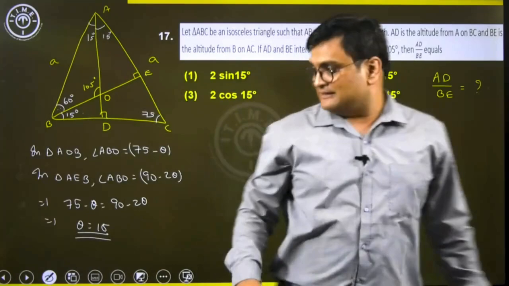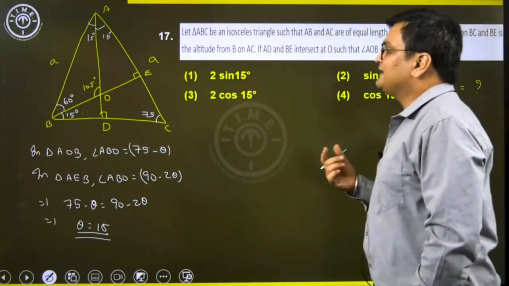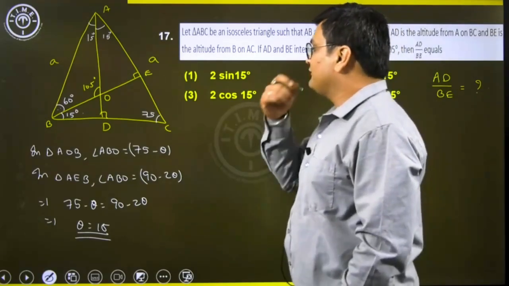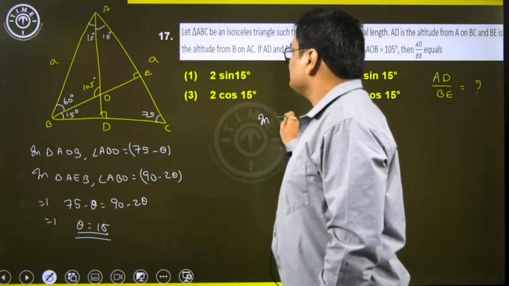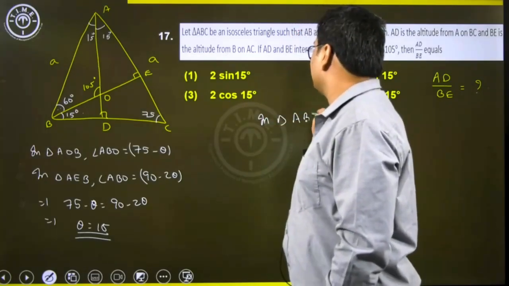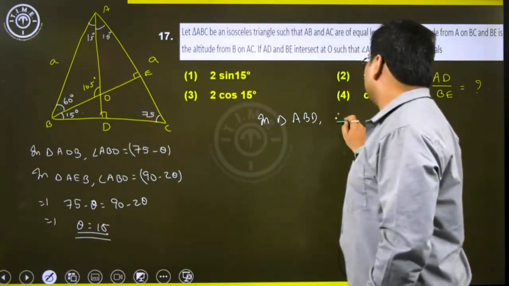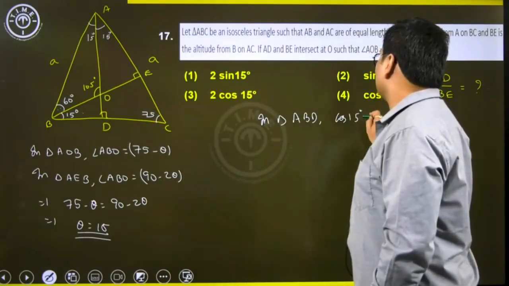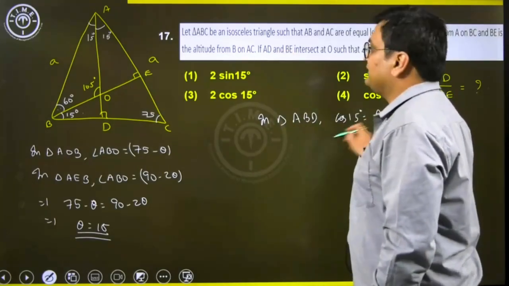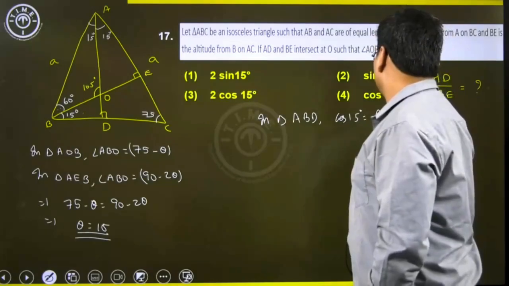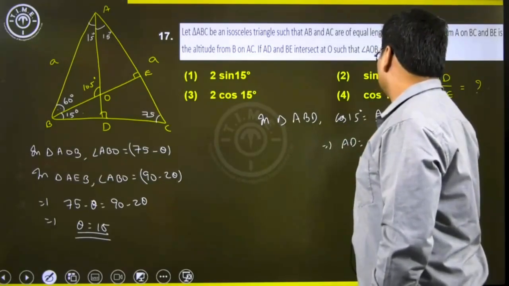Now, what is he asking us? He is asking us the ratio of AD and BE. Now, how do we get AD? For getting AD, what we could do is consider the triangle ABD, which is the right angle triangle, and take cos 15. Cos 15 degree will be equal to AD by the hypotenuse, which is AB, A. So, can I say AD will end up being A into cos 15.